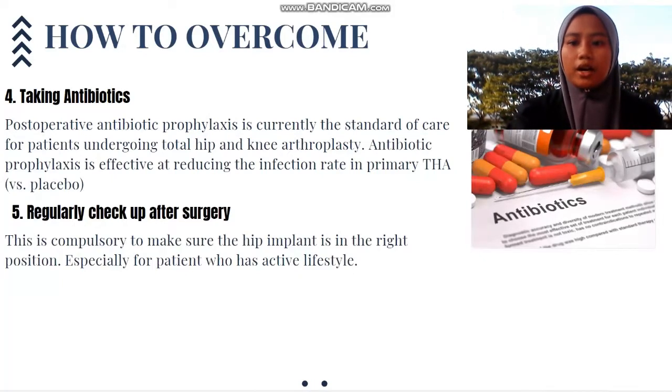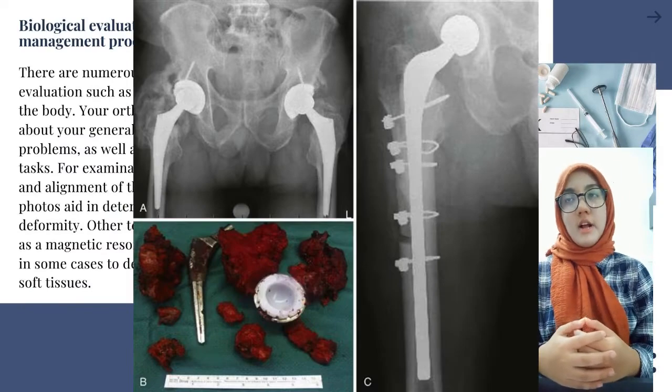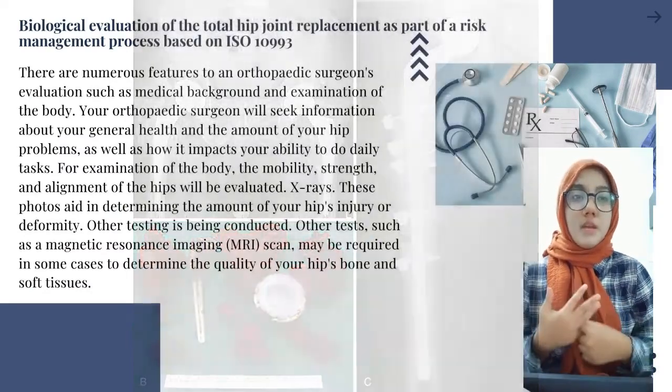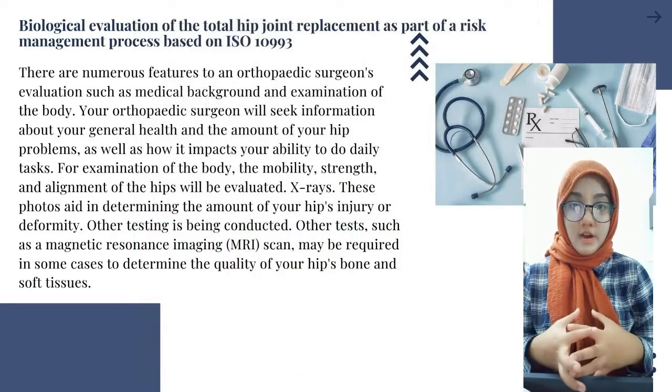Regularly check up after surgery. This is compulsory to make sure that the hip implant is in the right position, especially for patients who have an active lifestyle. And this is a biomaterial assignment about hip replacement surgery. As shown in all the slides above, we have covered how to overcome the issues and how to solve them.